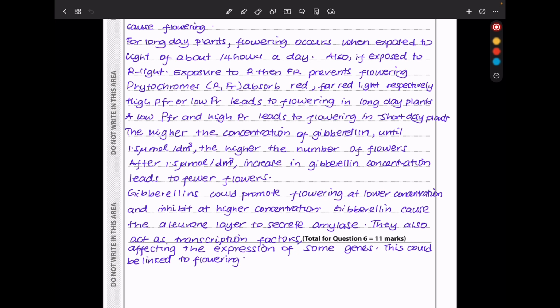Gibberellin causes the aleurone layer to secrete amylase. They could also act as transcription factors affecting the expression of some genes, and this could be linked to flowering. So this brings us to the end of question 6. Let's continue to question 7.